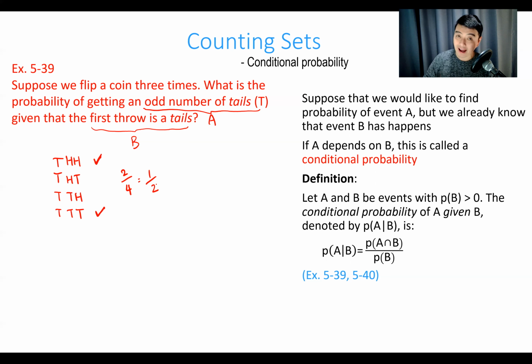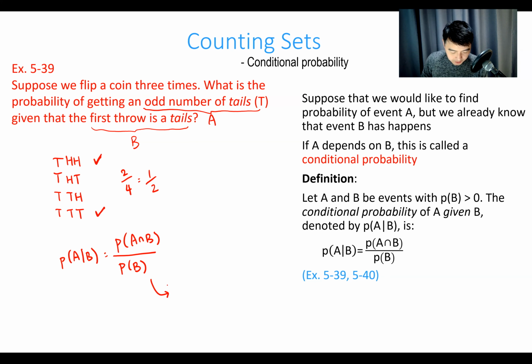Now, where does this 1/2 come from? Well, let's apply the equation and see where this 1/2 is coming from. So first, we want to find the probability of A given B. The equation that we're given is the probability of A and B over the probability of just B. All right, let's start at the bottom here. What is the probability of B happening?